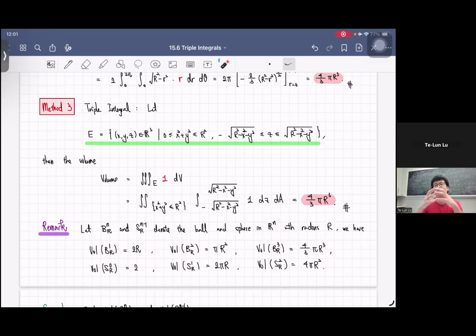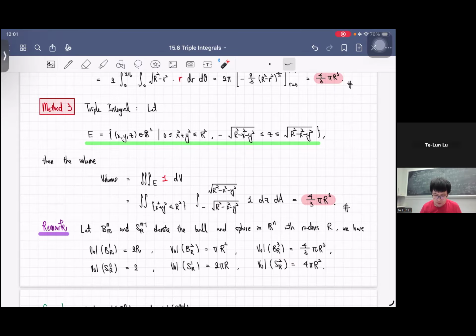If you want to find the volume of the ball, then you can do something called the shell method. You can go all the way from the interior and integrate the sphere all the way to the boundary, right? So that integration tells you that if you differentiate the volume of the ball, then you should get the volume of the sphere, right?